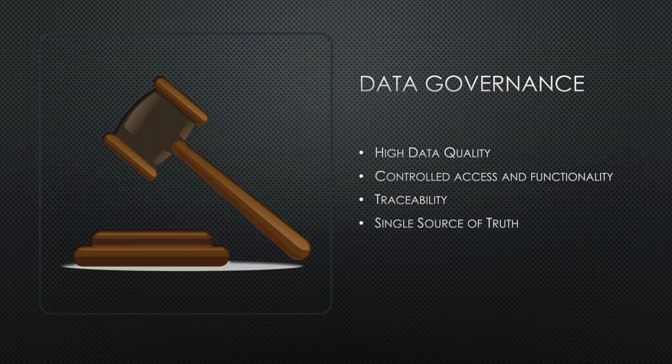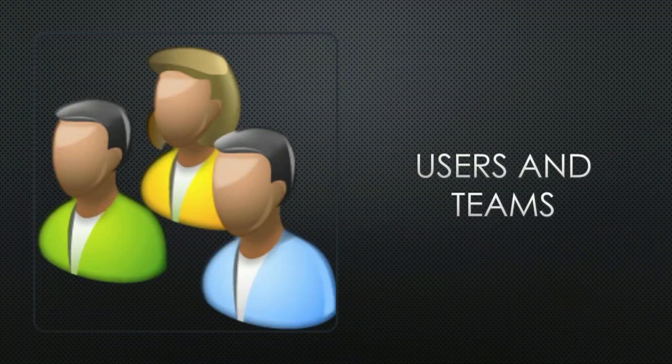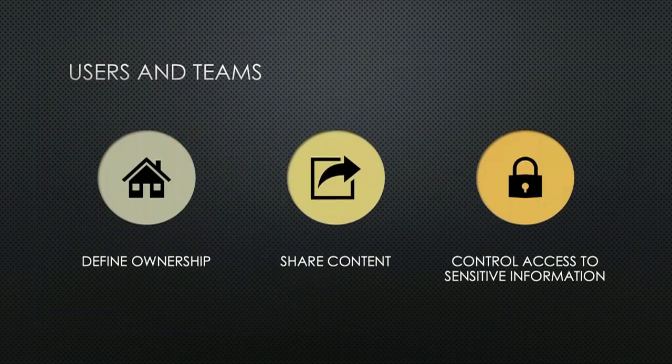That way, users can go to a single point and get the data that they need and trust that data and know that that data is valid. So we're going to see how the teams and users work to incorporate data governance into Informer. So first, let's talk about users and teams. Users and teams are used to define ownership of content. It also allows you to share content within Informer, and then also control access to any sensitive information that you may have in your data sources.